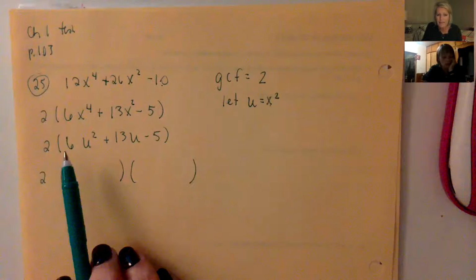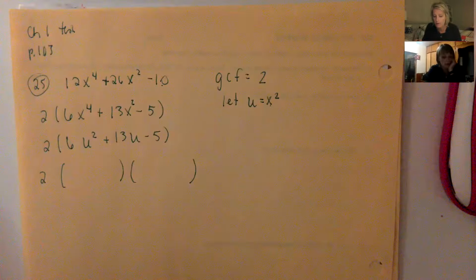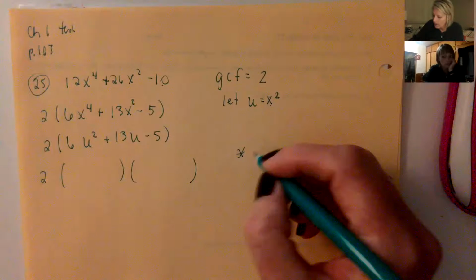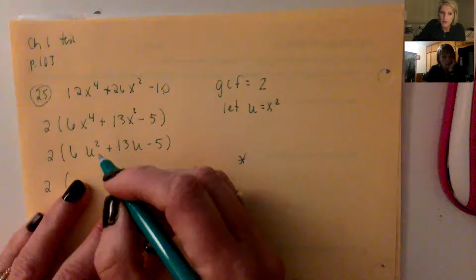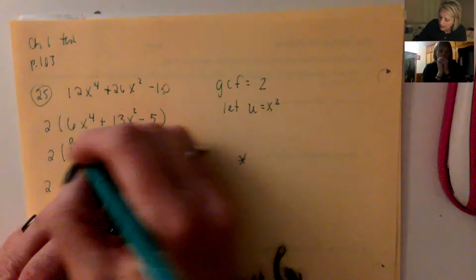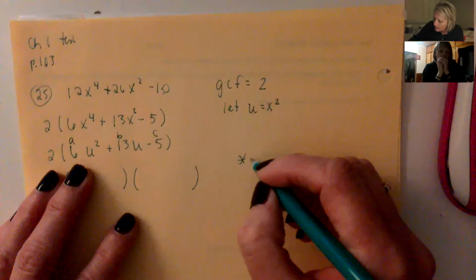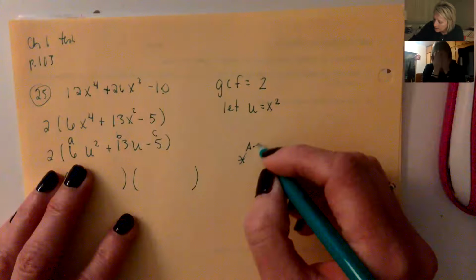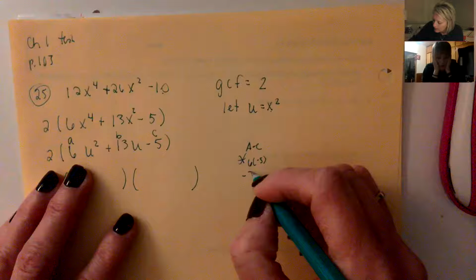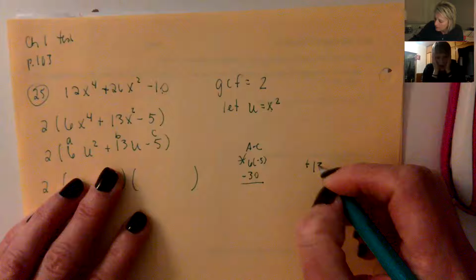It's going to be either 6 and 1 that makes a 6, or 2 and 3, but we can have some structure to that. We can look at things that multiply. Remember, in my video, this 6 is our A, 13 is our B, and 5 is our C. So we're looking for A times C, which is 6 times negative 5. We're looking for factors of negative 30, and we want them to add to make the B in the middle, the 13.